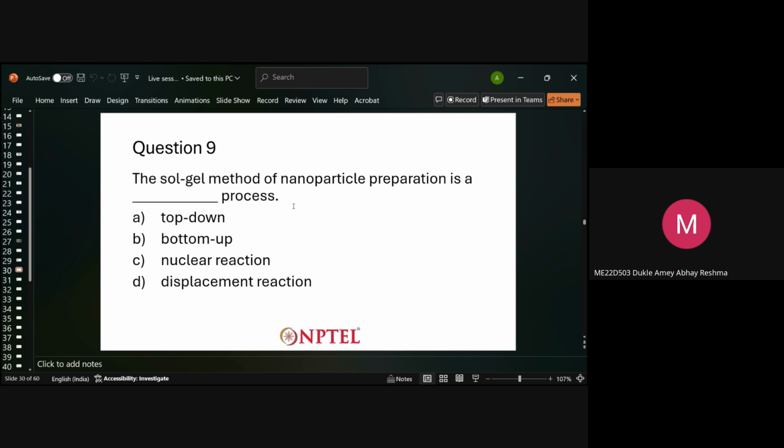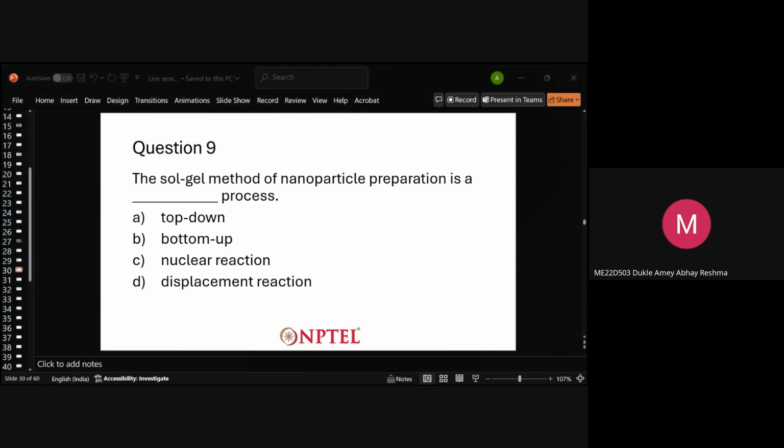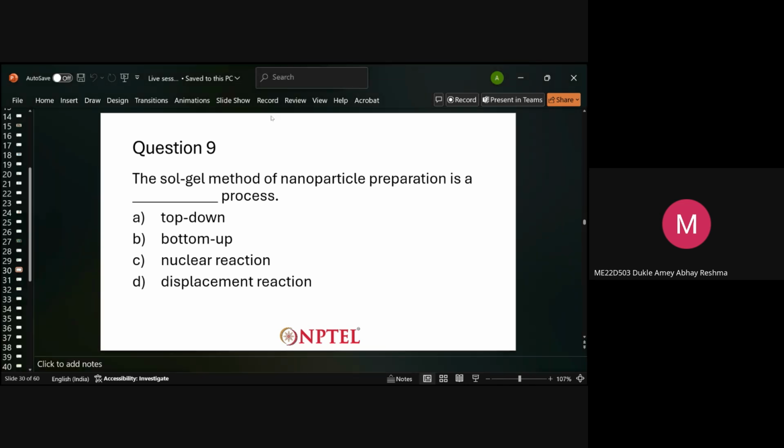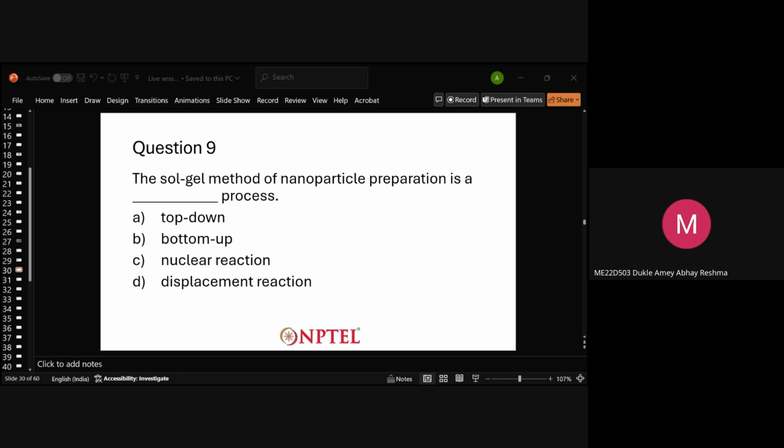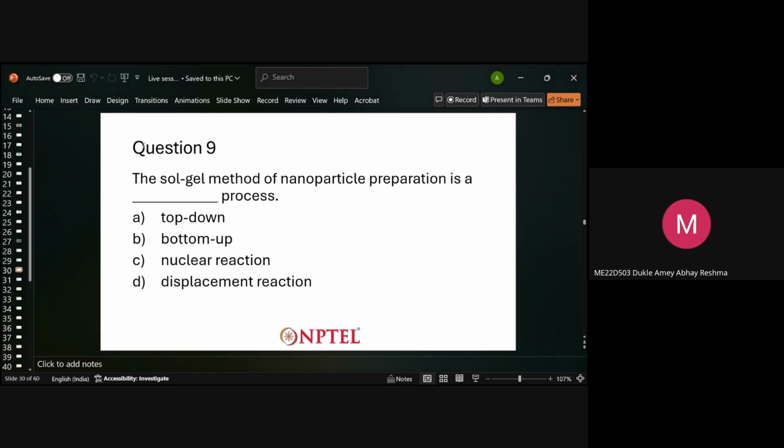The other is you take a micro particle or micro level material, and then you break it down. You use mechanical action, ball milling, or laser based processes to break it down, or else you use chemicals and build it up. So these are the two types of processes. Nuclear reaction and displacement reaction have nothing to do with nanomaterials. These are physics based reactions, not related to nanoscience. So what do you think is the answer? I think so many of them have given A.